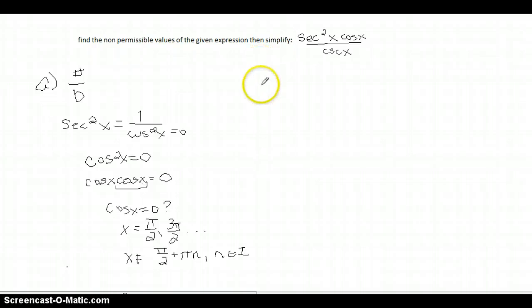Okay, so here we'll write cosecant of x is equal to 0. So when is that value equal to 0? We can rewrite that as 1 over sine of x is equal to 0. And there we can look at when sine of x equals 0.